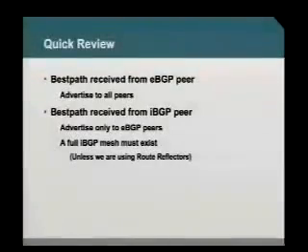So if a best path is received from an eBGP peer, it's advertised to all peers, whether they're external or internal. If a best path is received from an iBGP peer, it's only sent to external peers. And you need to have a full iBGP mesh unless we're using route reflectors. More about full mesh iBGP and route reflectors later on. You can have lots of fun and games with things going wrong there as well.